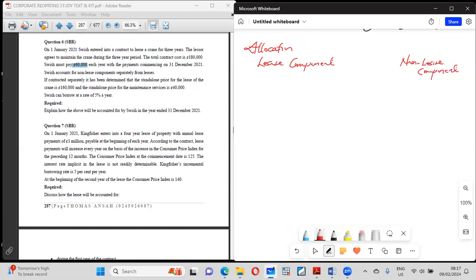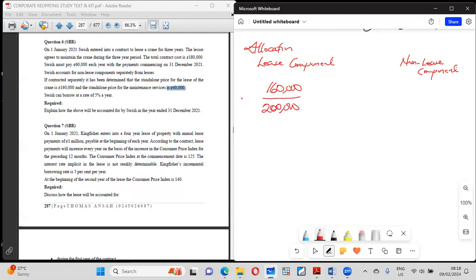How do we go about the lease component? We are told that the standalone price of the lease is 160,000. So what we're going to do is take 160,000 divided by the two put together, and don't make the mistake of using the contract cost. It's a trick. So what we're going to do is add 160,000 to 40,000, and that gives us 200,000. So that is how we weight it.